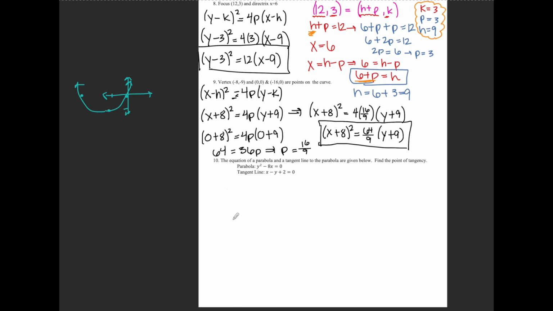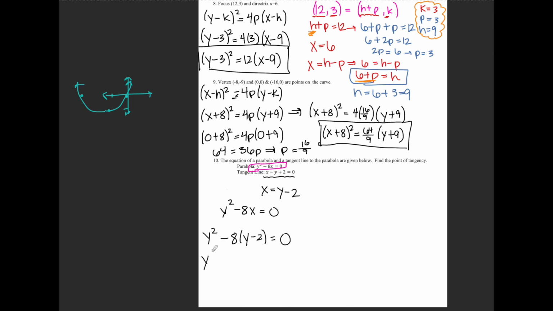Number 10. The equation of a parabola and a tangent line to the parabola are given below. Find the point of tangency. So if I have a parabola and a line tangent to the parabola, that means the tangent line is touching the parabola in one and only one spot. So I can essentially solve this system of equations for x and y to find the point that they're intersecting at. So what I'm going to do is use this second equation first, and add the y over and subtract the 2 so that I get x is equal to y minus 2. From here, I can plug that into the parabola equation that I had up here. So in y squared minus 8x equals 0, I can substitute that x with y minus 2.